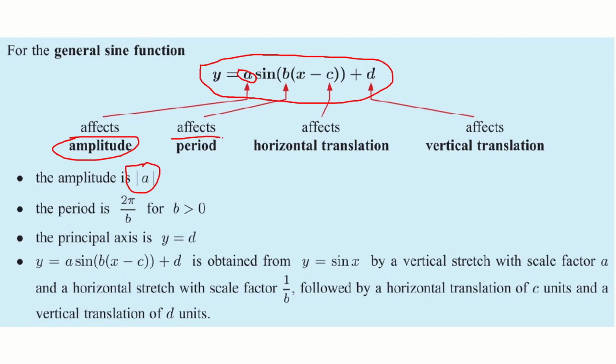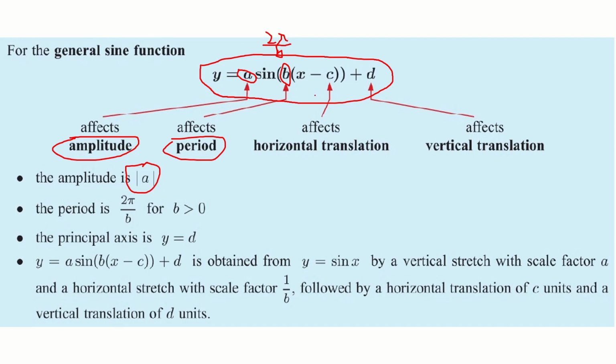Next, the period. The period is 2 pi divided by b if b is superior to 0, right? So that means the default period is 2 pi because your default b is going to be 1. However, if there is any value in the b position, you will divide 2 pi by that value.